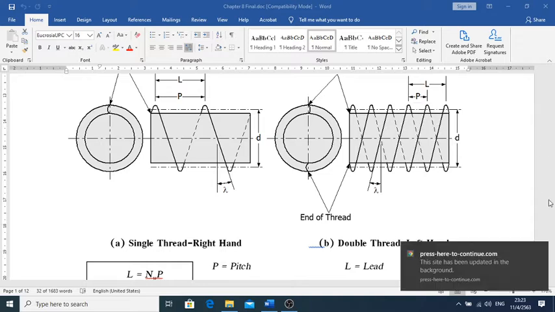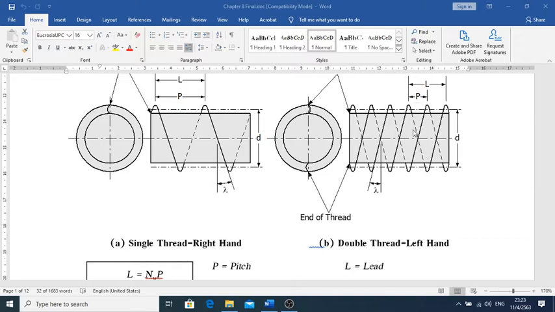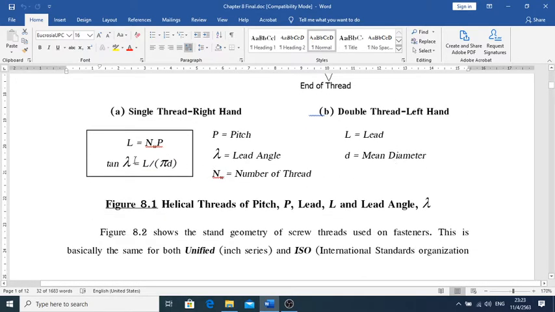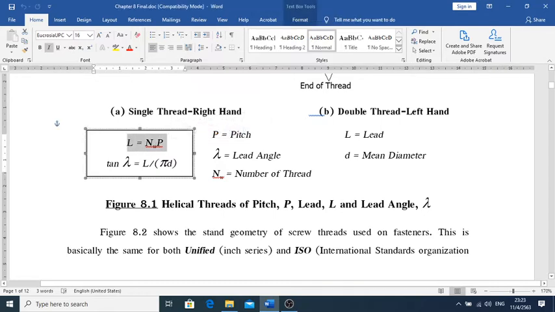So the typical formulation is L, the lead, equal to N sub W times P. What does it mean by the lead anyway?